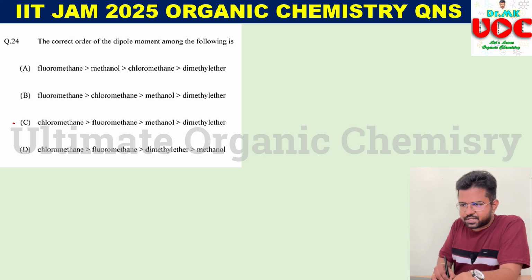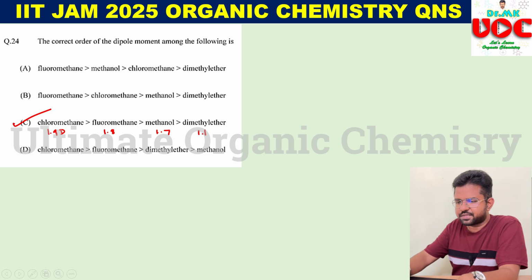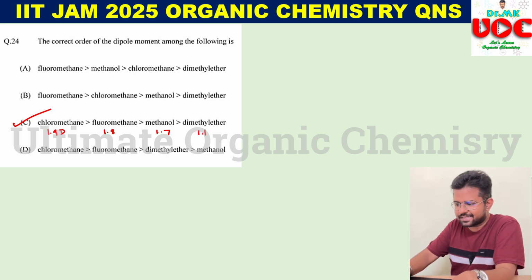The right answer is option C. The chloromethane dipole moment is 1.9 D. For fluoromethane, it is about 1.8. For methanol, that is 1.7, and for dimethyl ether it is around 1.1. So with that data, you can give the right answer, that is option C. There is an explanation, but we don't have much time to explain here. You can look at a basic level textbook and get the answer.